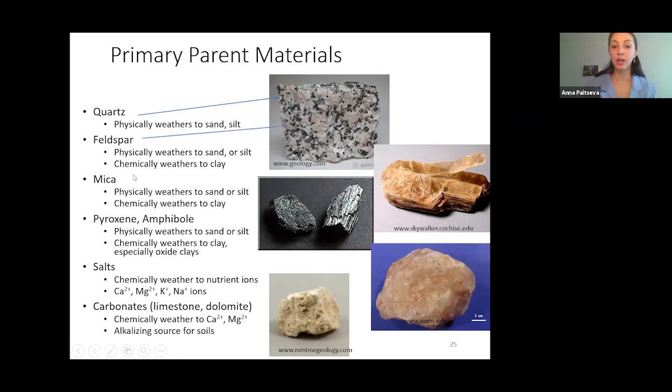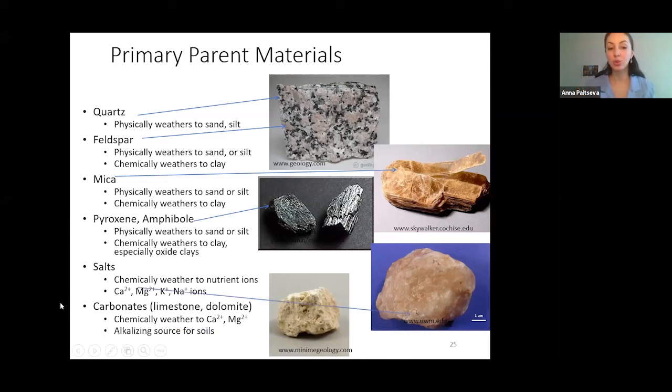Feldspar can chemically break down into clay. Mica, these flaky minerals you see in your soil very often, can become sand, silt, or clay, or chemically it can crystallize and form clay. I will give you an example of how that happens. Some other common minerals, pyroxene and amphibole, can also form sand, silt, and clay if they break down into smaller sizes. But if they chemically weather, they can become clays or oxides.